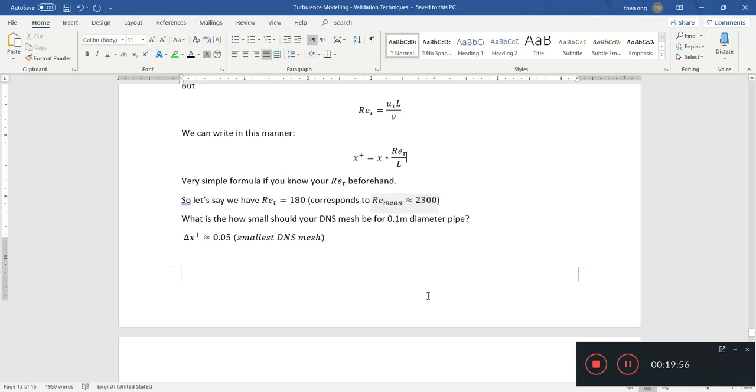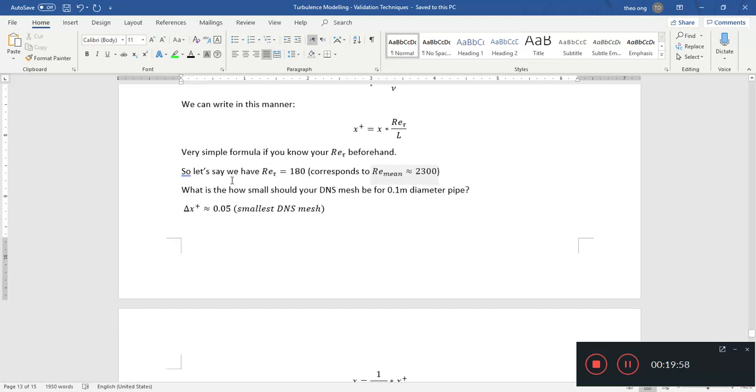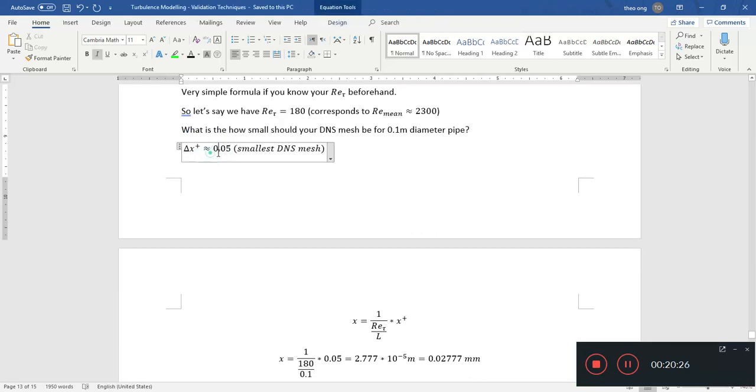So now for the interesting bit, let's do some comparison. Let's say we have a flow of Re tau equals 180 as we defined it. The mean Reynolds number is 2300. So this is decently turbulent. If you want to do a DNS, what should your mesh size be for, let's say, a 0.1 diameter pipe? We know that our smallest DNS mesh is about 0.05 in dimensionless wall units. So delta x plus equals 0.05.